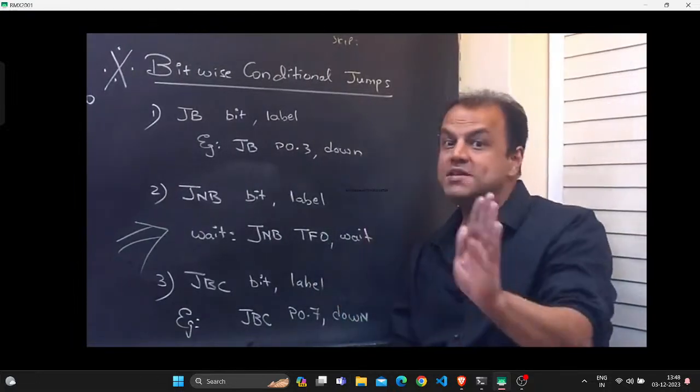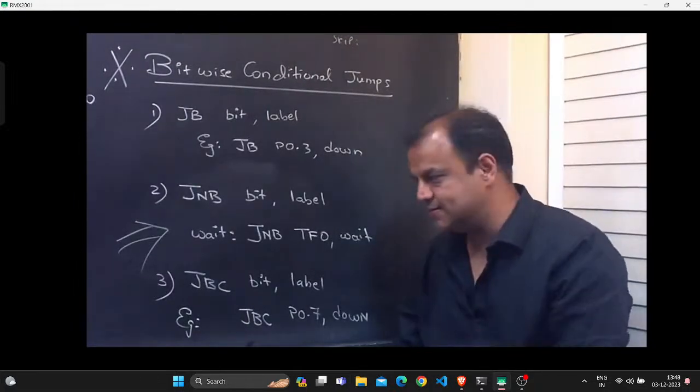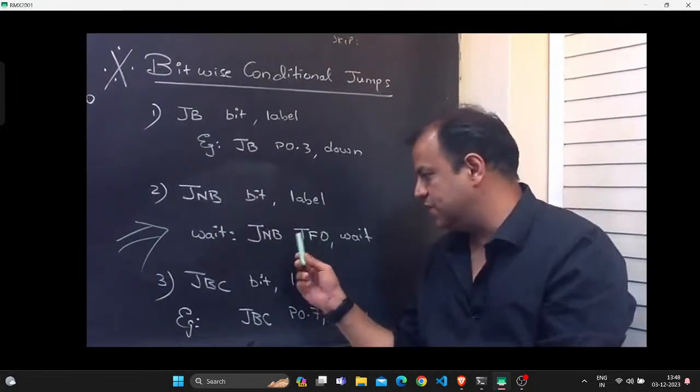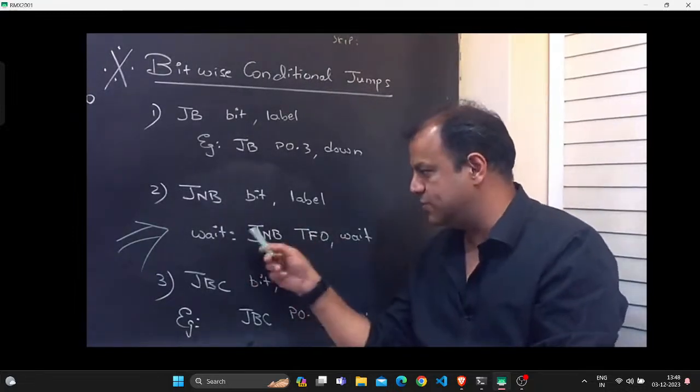TF0, timer overflow flag. I'm not teaching timers over here. Don't mix two topics, I'm just using that as an example. So TF0 is the timer overflow flag. So JNB, jump if not bit, means jump if the bit is 0. If TF0 is 0, jump to wait. 0, jump to wait.